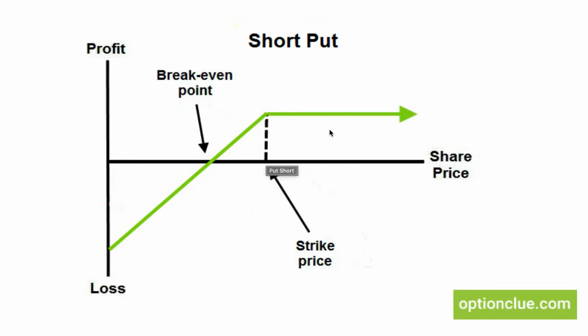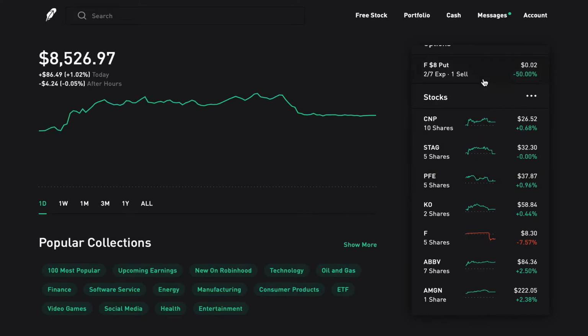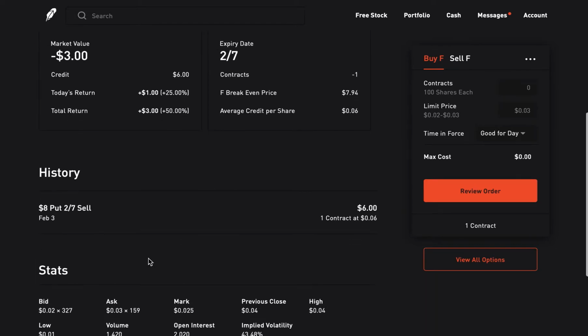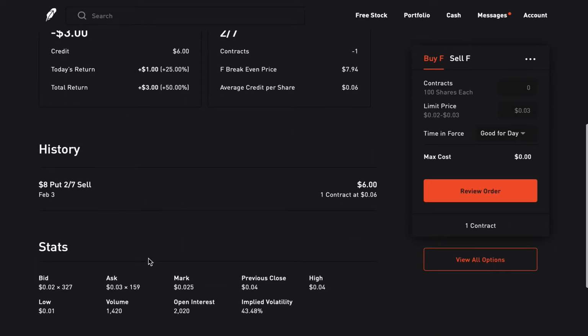So we have to talk about the downsides now. So if the stock price crashes, right, and it goes down below $8 on Ford, from our example, or for this example, strike price is $15. Let's say it goes down to $10, okay? So that's when you do lose money, but that's only after your break-even point. So my break-even point with Ford is $7.94 a share. And how do I calculate that?